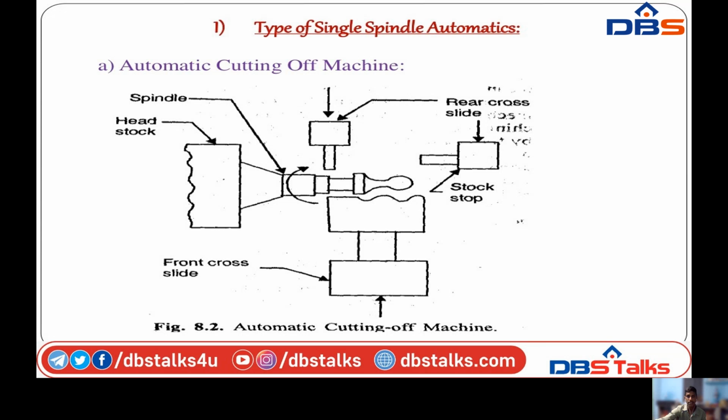It has cross slides, a rear cross slide and a front cross slide. Here there is a headstock and tailstock, and between the two cross slides, the work part is fixed in the spindle, or chuck. Then, by using the two cross slides, we machine the required part. It is the automatic cutting off machine.